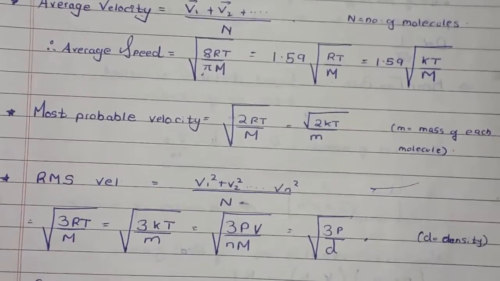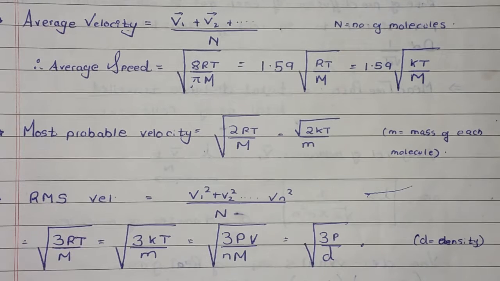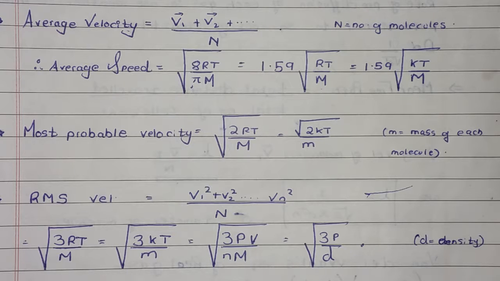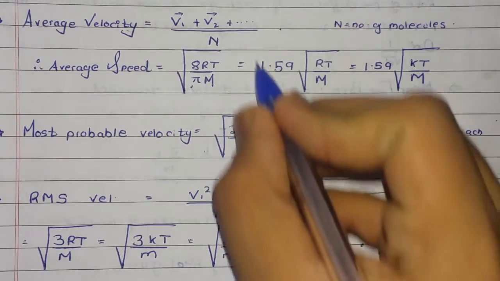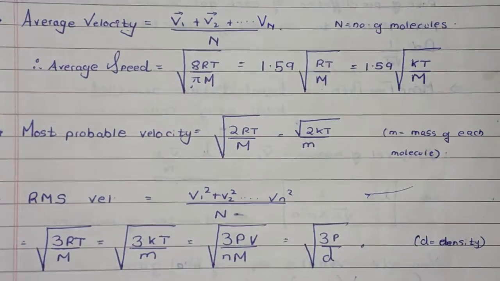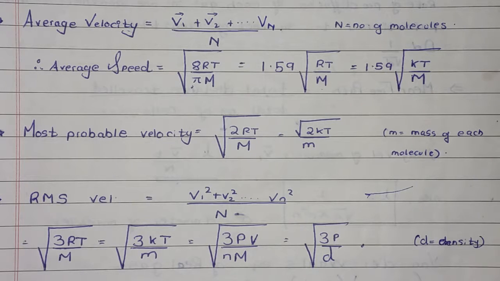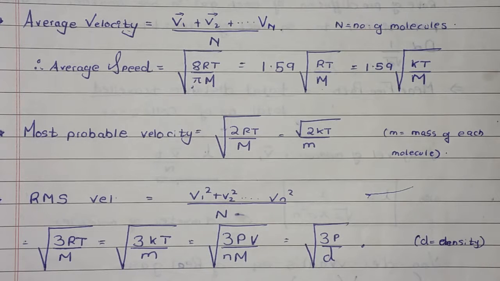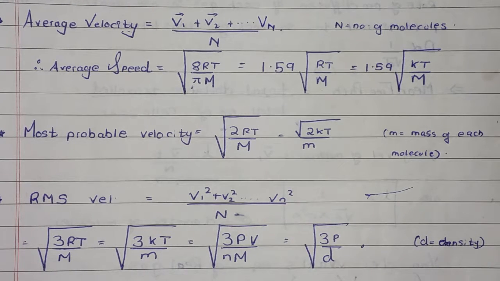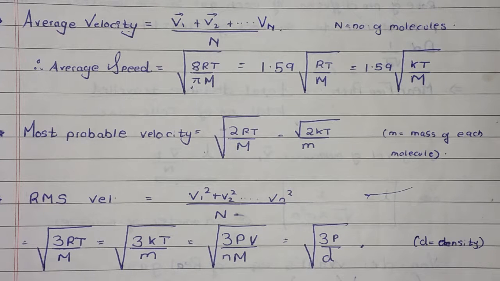Now let's come to velocities, the main part of the kinetic theory of gases, that is the average velocity. Simple, as we take the average of any numbers in statistics, that is the mean: v1 plus v2 plus v3 plus up to vn, upon n, where n is the number of molecules. Calculating with the Avogadro number, you can find the average speed, which is under root of 8RT upon pi m.